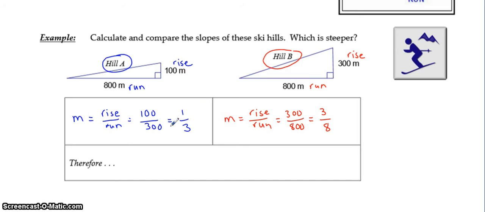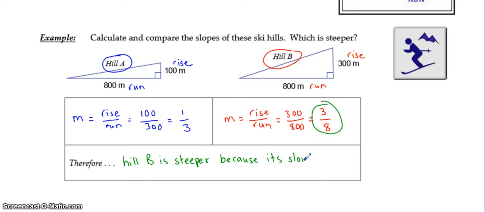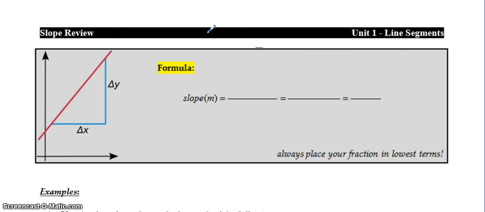Which of these is steeper? Well, 3/8 is bigger than 1/3, so Hill B is steeper. So you're going to state which is steeper, but you also have to state why. Because its slope is larger. So that's your basic example of slope.